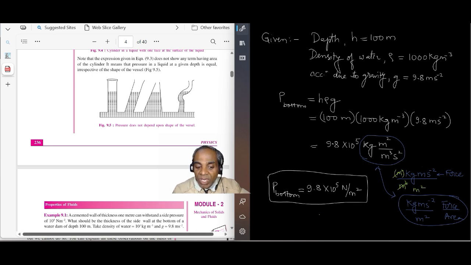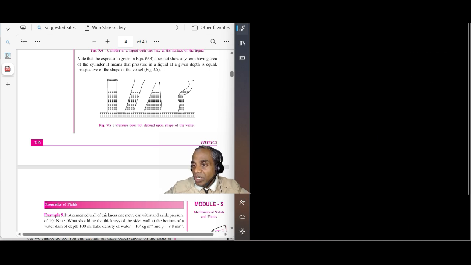So that wall has to sustain that pressure. So it's a question of ratio, proportion, or unitary method. What's mentioned is there is a pressure of 10 raised to 5 Newton per meter square. For withstanding that pressure, the thickness of the wall needs to be, as mentioned in the question, 1 meter thickness. A cemented wall of thickness 1 meter can withstand, right? So this is 1 meter.